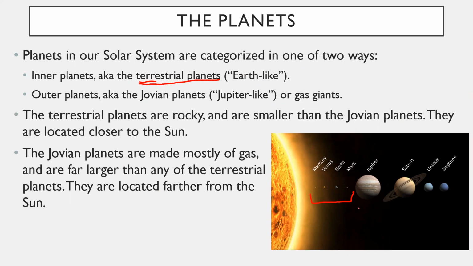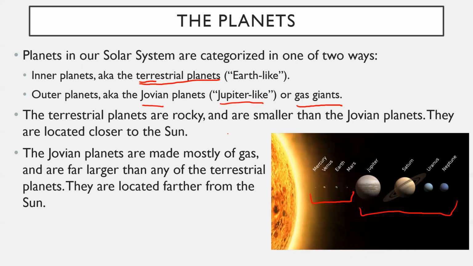Then there's the outer planets. These are these guys out here. These are also known as the Jovian planets. That's a really weird word. Jovian means Jupiter-like, but more commonly we call them just the gas giants. It gets more straight to the point. So the terrestrial planets inside here are mostly made of rock, whereas the gas giants, the outer planets way out here, are mostly made of gas.